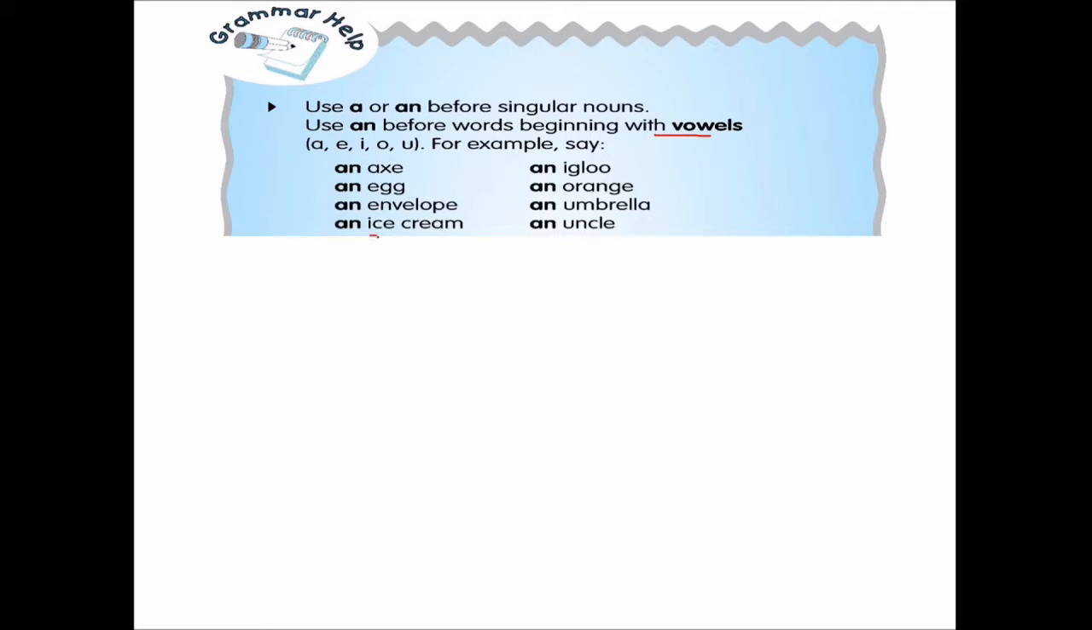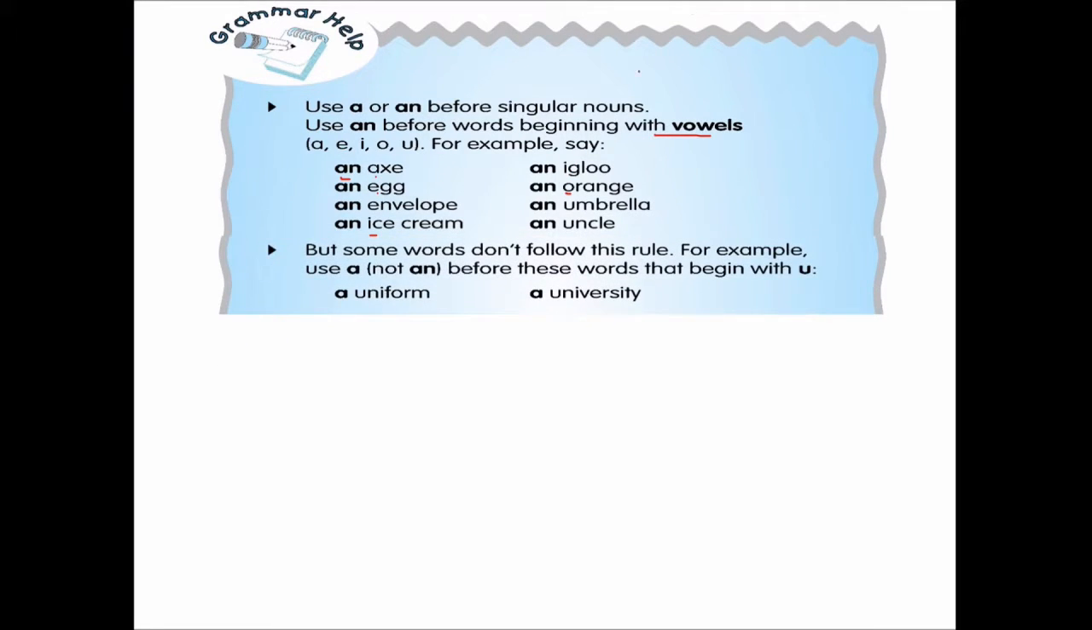Like this is a vowel. This is a vowel. So the words that start with A, E, I, O, you have to add an. All these are actually vowels. But some words don't follow this rule.